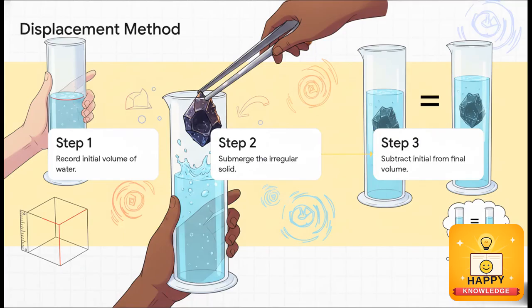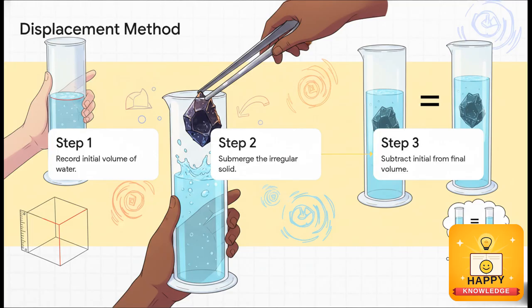Now, finding the volume of a liquid? Super straightforward. Finding the volume of a perfect cube? That's just basic math. But what if the object is some weird, irregular shape, like a rough gemstone or a jagged piece of a meteorite? You definitely can't use a ruler for that. For irregular solids, we use this brilliant 3-step advanced protocol called the displacement method.